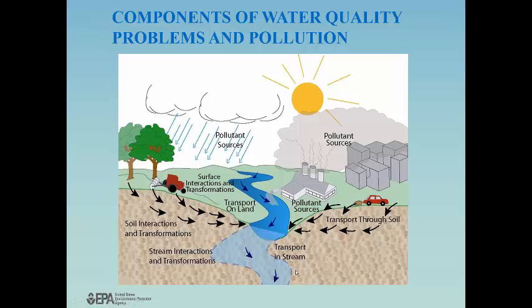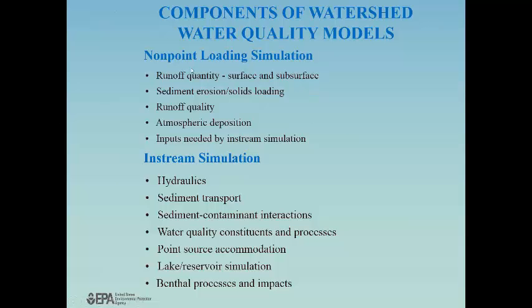To try to model this complex system, you have to have a model that represents the various processes shown here. So we need to know what's coming into the stream channel from the land surface. So the model needs to represent what's coming off the land in terms of runoff quantity and quality, sediment erosion and solids, overall quality such as water temperature, dissolved oxygen, BOD, all of those kinds of constituents that are contained in runoff quality, along with sources from the atmosphere and any other inputs needed by the in-stream channel simulation, such as water temperature and dissolved oxygen.